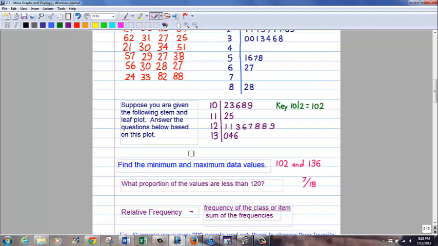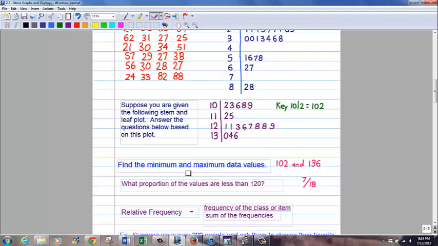So let's say you're looking at this stem and leaf, and it's asking what's the maximum and the minimum values on this. All right, go to the smallest stem and the smallest leaf. That's why it's probably a good idea to keep these in order. 10 with 2, that makes 102. You go down to the largest stem, which is 13, and the largest leaf with it is 6. 13 with 6 makes 136.